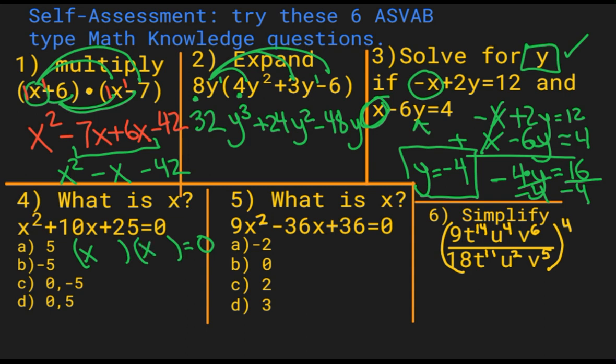This is a puzzle. We need to find two numbers that both multiply to 25 and add up to 10. That's the puzzle. So if we can figure out two numbers that multiply to 25, like 5 times 5, that add up to 10, like 5 plus 5, we'll know what our factors are. And these happen to be identical, meaning we're only going to have one answer.